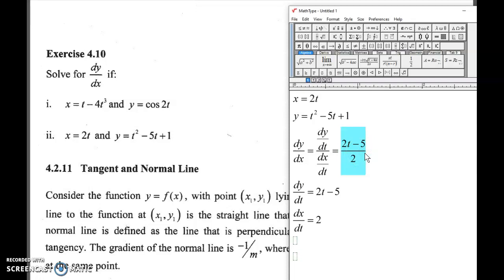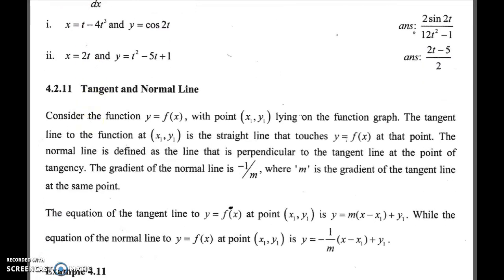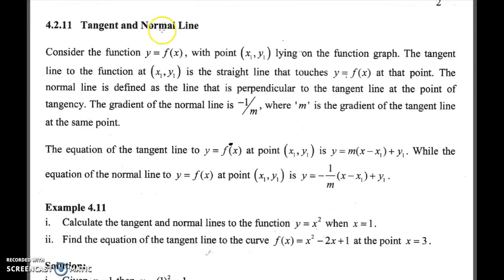Okay, so that is for parametric differentiation, which is quite direct. Now let's look at the next one, tangent and normal line. This is the line that I mentioned earlier, right? A tangent line is a line that is touching the graph at the point where you want to look at the curve, where you want to look at the slope.